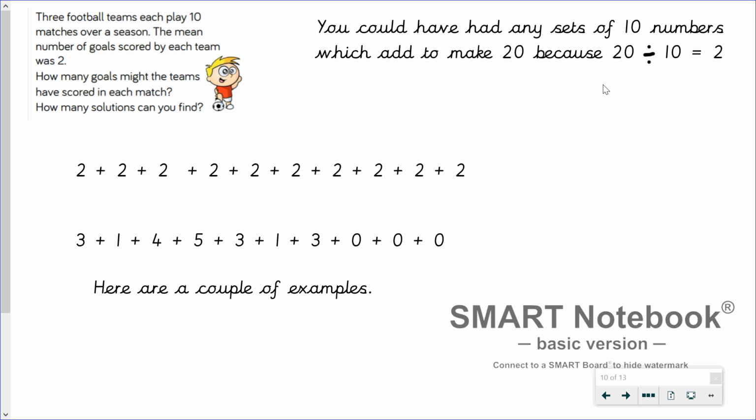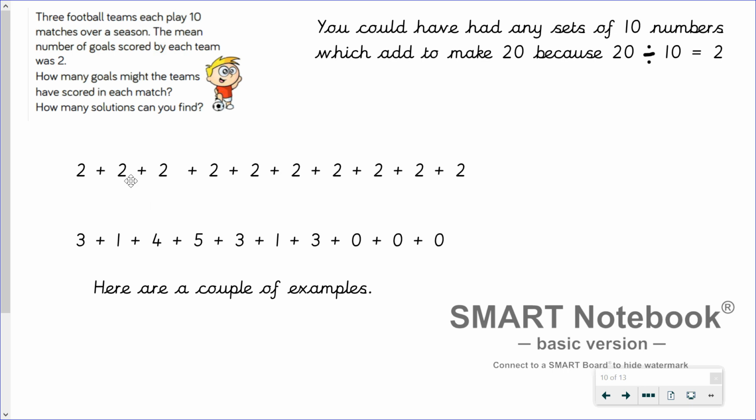How many solutions can you find? So you could have had any sets of 10 numbers, because there are 10 matches, which add to make 20. Because 20 divided by 10 gives us that mean of 2, which is what we need. So as long as your numbers add to make 20 and you've done 10 of them, you're probably right.